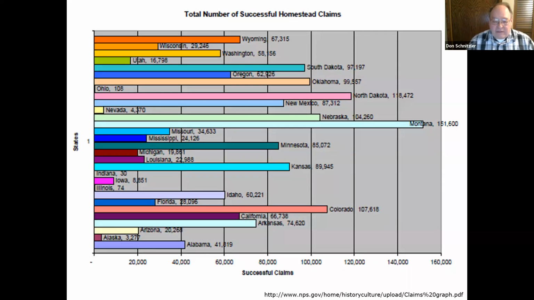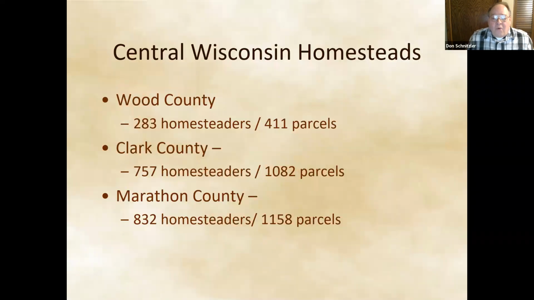Actually, when they talk about successful claims, they say that Wisconsin, Michigan, Minnesota, and North Dakota and South Dakota make up about 20% of all the homestead claims that were done over the course of the Homestead Act being in effect. So what does it mean to Wisconsin, to central Wisconsin, and to the people that we know around here who might be a descendant of a homesteader?